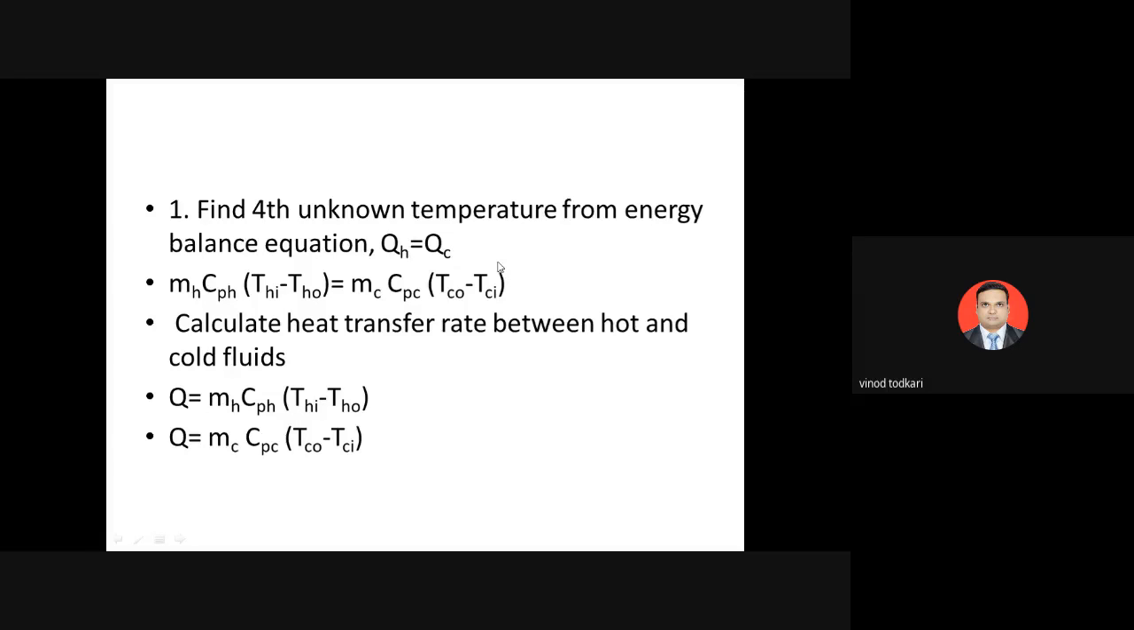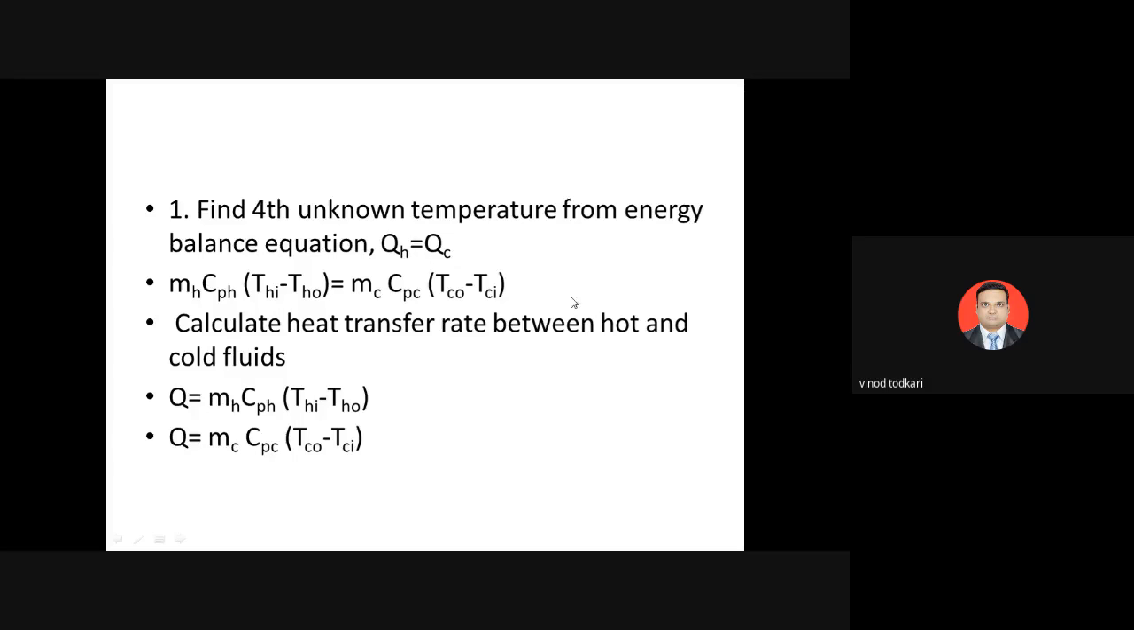Being a heat exchanger, obviously we will expect that all heat given by hot fluid should be accepted by cold fluid, but it will not be true. 100% of the heat given by hot fluid will not be accepted by the cold fluid. Some losses are bound to exist, right? But theoretically we consider that all heat given by hot fluid is absorbed by cold fluid. So we apply this energy balance equation, right?